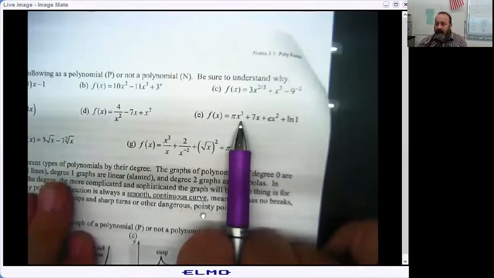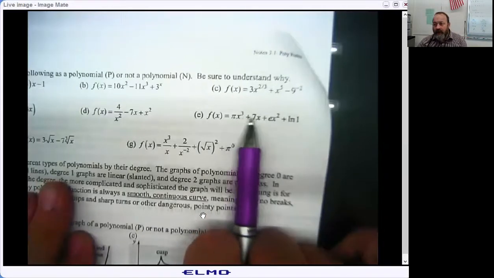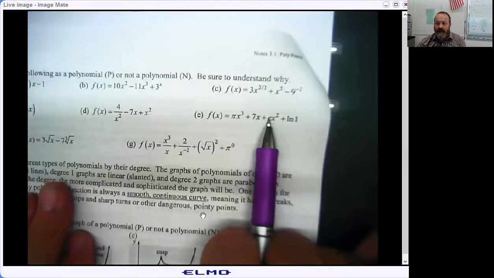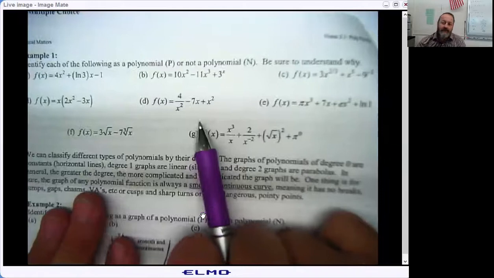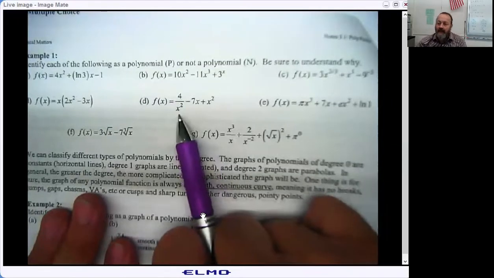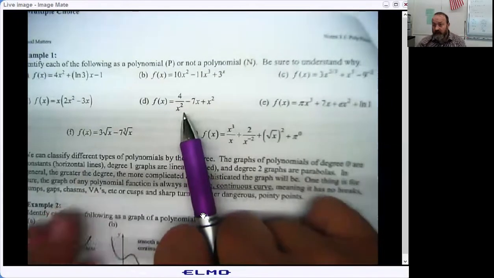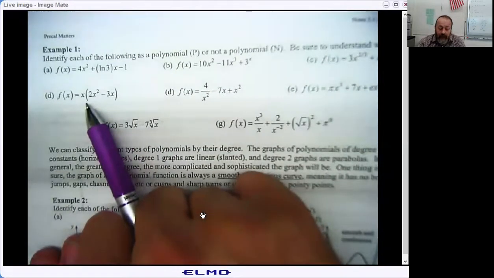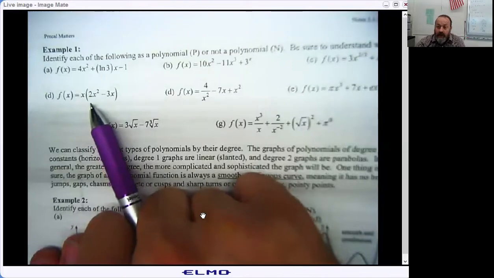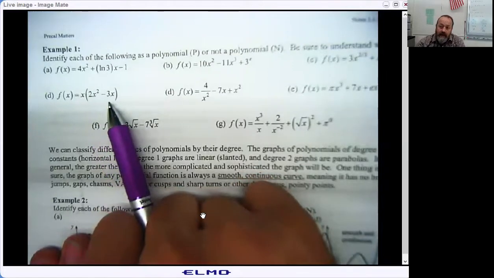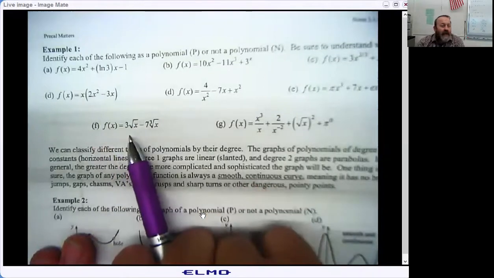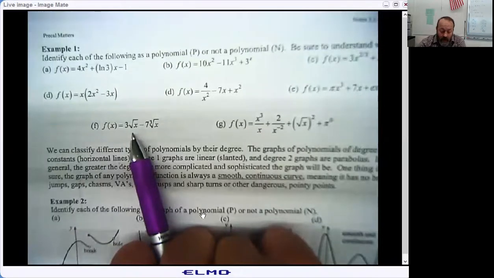I'm going to jump down to here. My exponents are a 3, a 1, a 2, and technically an x to the 0 here, so this one's fine. D is a bad guy because that would technically be 4x to the -2. This one is in an inappropriate form, but if you multiply it out, you'd get 2x to the 3rd minus 3x squared, and so that one's fine. F is not going to happen because we have a fractional exponent. Remember, a square root is a half power.